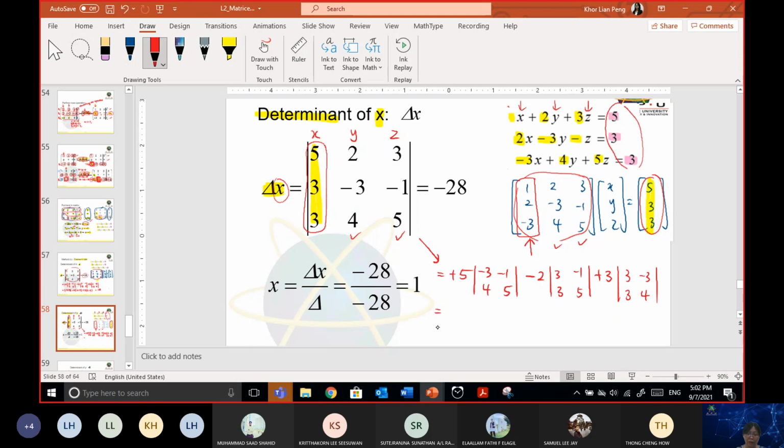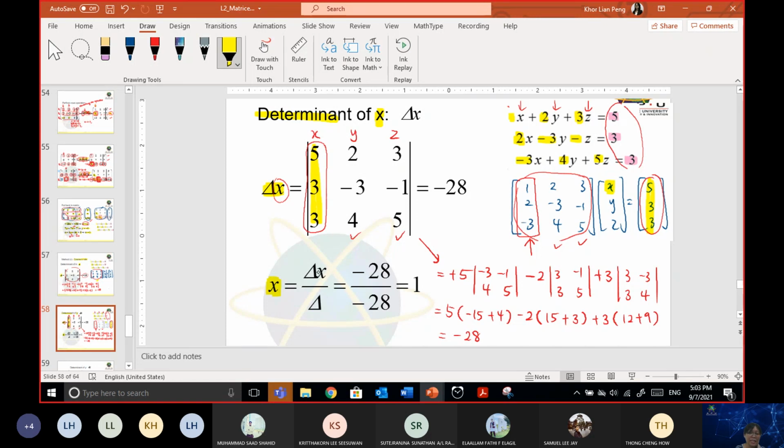Then you continue to find the determinant. So you have negative 15 plus 4. Then 3 times 5, 15 plus 3. Then 3 times 4, 12 minus negative 9, which is plus 9. Then you get negative 28. So you found the determinant. Then how do we find the value of x, the unknown?